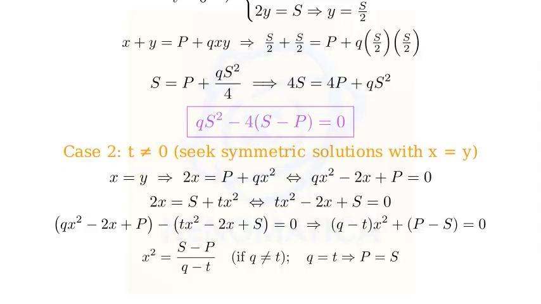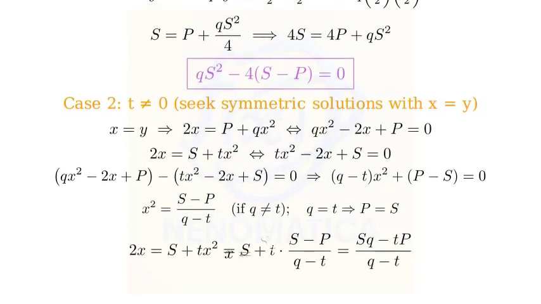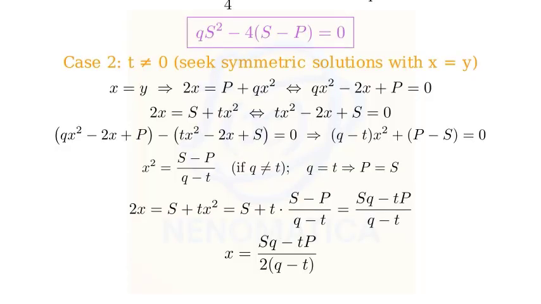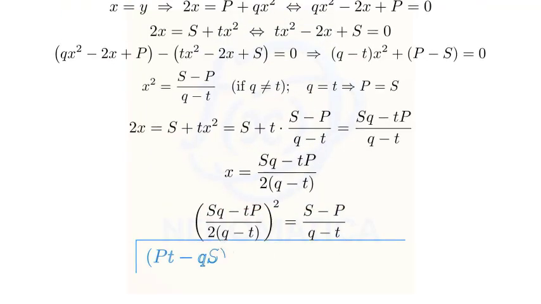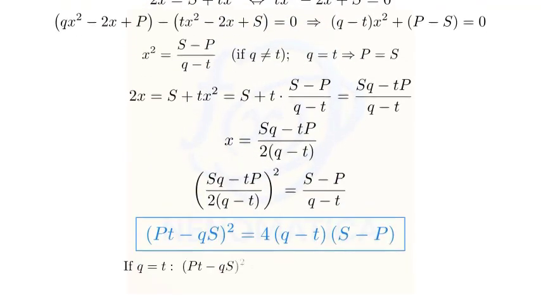Next, use 2x equals s plus tx squared to express x in terms of the parameters. Substituting the x squared expression yields 2x equals s plus t times (s minus p) over (q minus t), which simplifies to 2x equals (sq minus tp) over (q minus t). Square this x and match it with x squared equals (s minus p) over (q minus t). This produces the clean parameter relation (tp minus qs) squared equals 4 times (q minus t) times (s minus p).